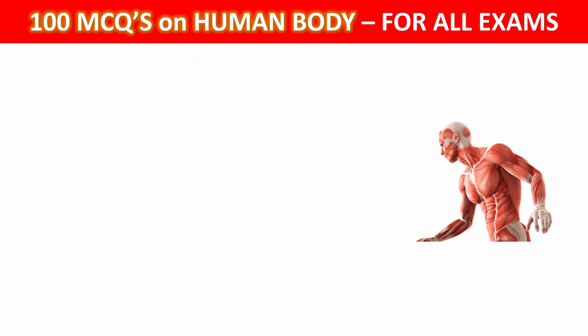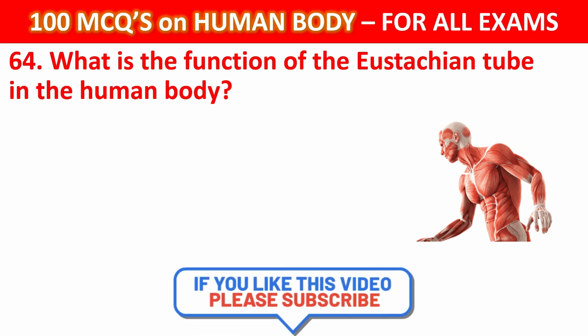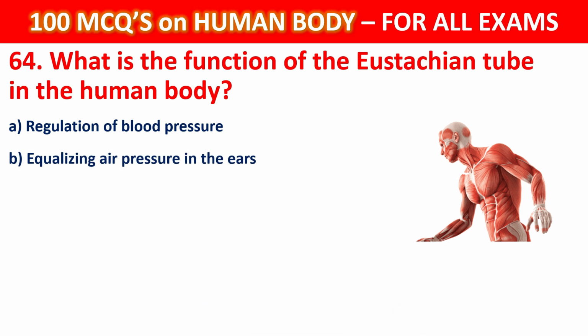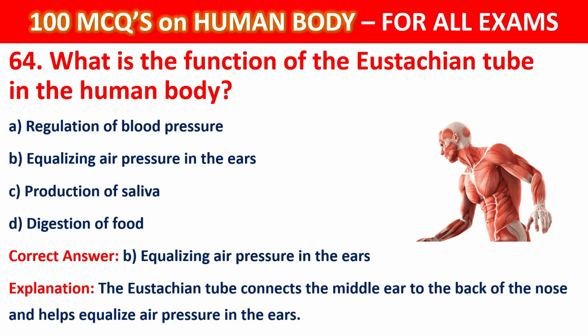Question number 64. What is the function of the eustachian tube in the human body? Your options are regulation of blood pressure, equalizing air pressure in the ears, production of saliva, or digestion of food. The correct answer is B, that is equalizing air pressure in the ears. The eustachian tube connects the middle ear to the back of the nose and helps to equalize air pressure in the ears.